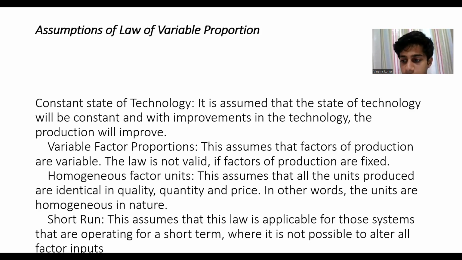So when we are depicting it graphically, we are assuming all these factors are constant. Technology is constant, homogeneous factors are constant, and only variable factors are variable. And this law is not valid if factors of production are fixed. And in the short run, it is not possible to alter all factor inputs, whereas in the long run, it is possible to alter all the factor inputs.